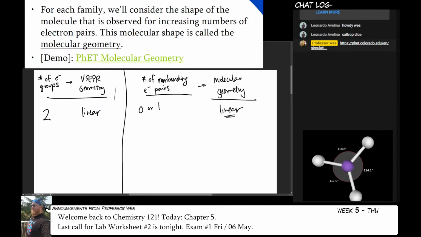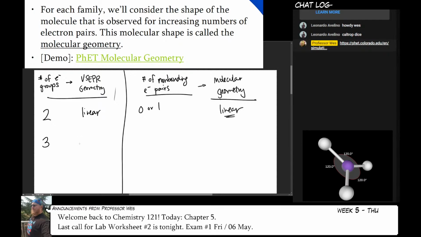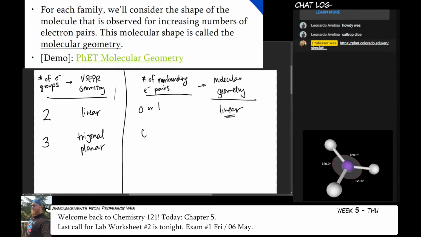All right, let's put a third thing in here. You can see that all the angles around this are 120 degrees. And like we said before, anything with 3 electron groups is trigonal planar. Now, if I have 0 non-bonding pairs, then this is the shape that I get, what you see in the corner there. But if I have one of them as an electron pair, I get this.